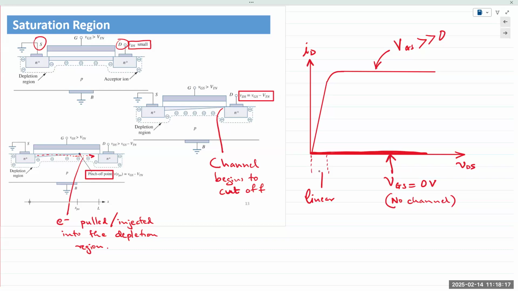Okay. Yes. Yes. Right there. Well, it depends on the device, whether it's N channel or P channel.